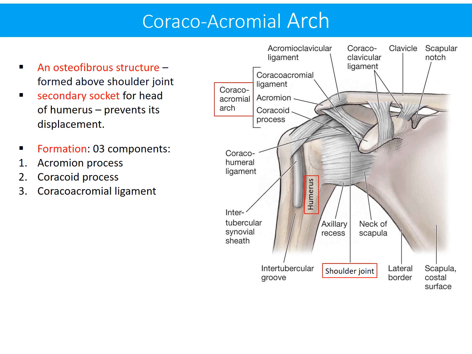As regards its formation, it has got three components. These are acromion process, coracoid process, and coracoacromial ligament.